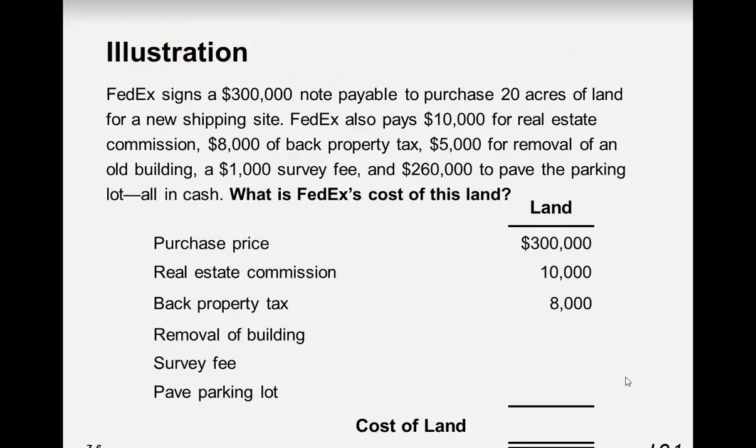So I'm going to just click through this illustration. FedEx had signed a $300,000 note to purchase 20 acres of land. They paid $10,000 for real estate commission, $8,000 for back property tax, $5,000 for removal of an old building, and a $1,000 survey fee, and $260 to pave the parking lot, all in cash. What is their cost of the land? It was everything except the $260, because that $260 is a land improvement.